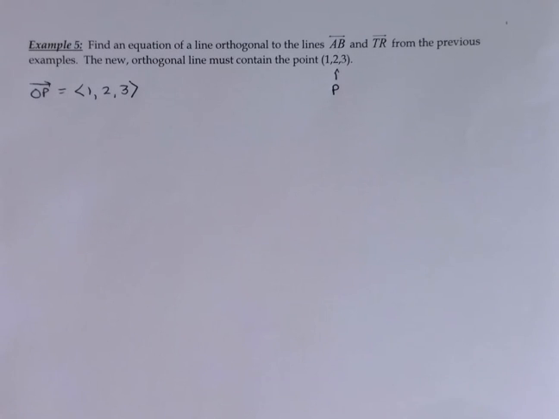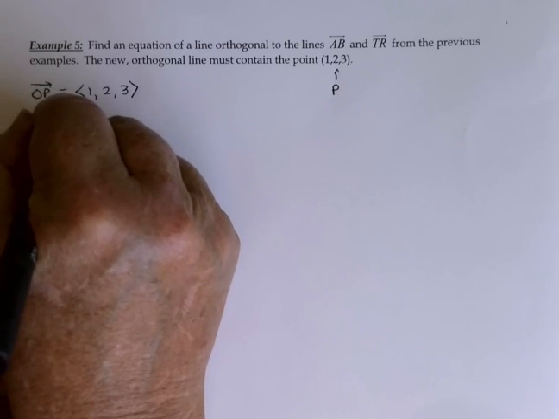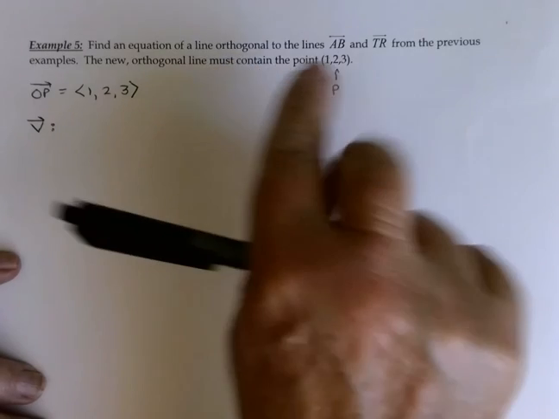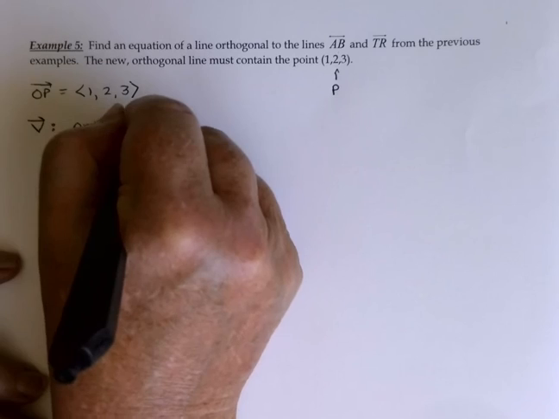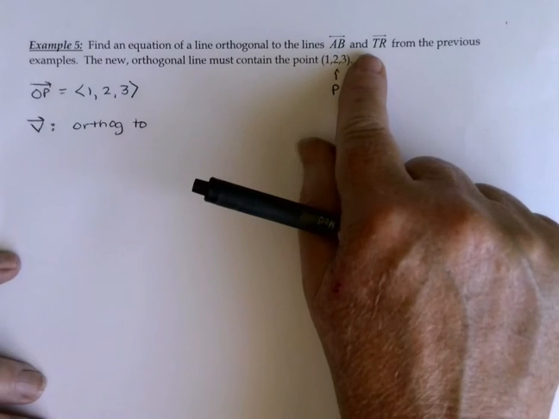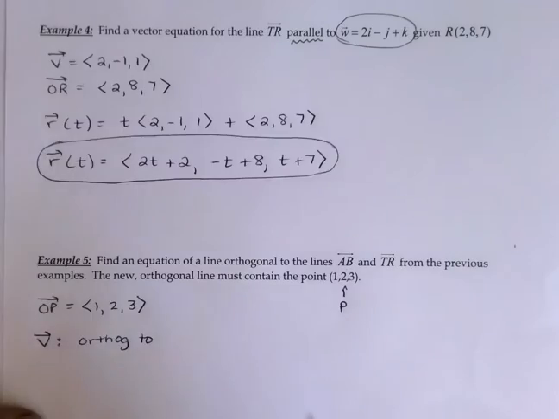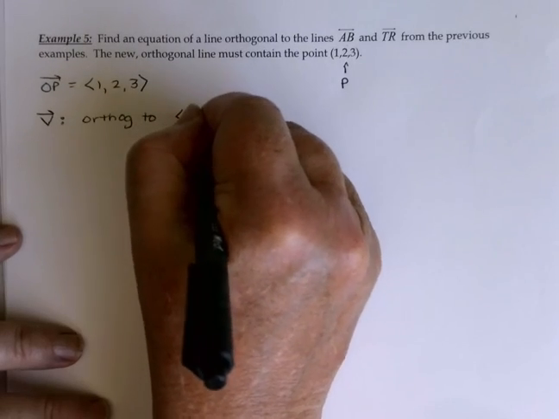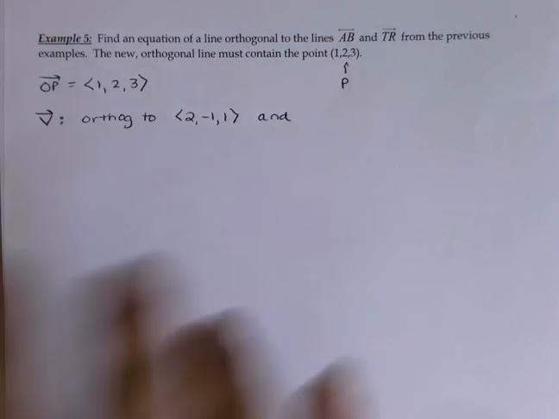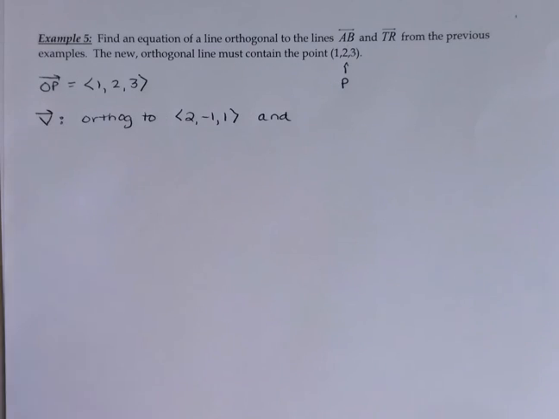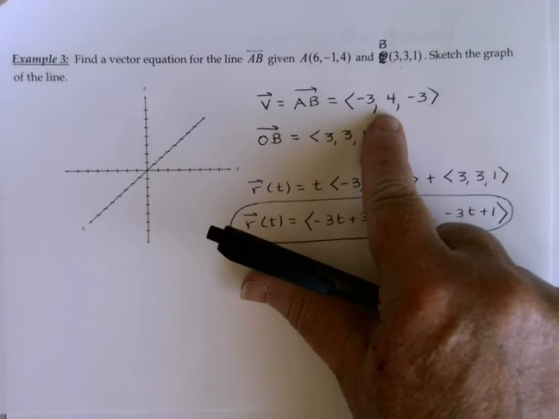I am going to have to work a little bit harder for my direction vector this time. The direction vector has to be orthogonal to both of these lines. TR, the example we just finished, had a direction vector of 2, negative 1, 1. So it has to be orthogonal to 2, negative 1, 1. And it also has to be orthogonal to the direction vector from the line AB. That was this example that we just did. That direction vector was negative 3, 4, negative 3.